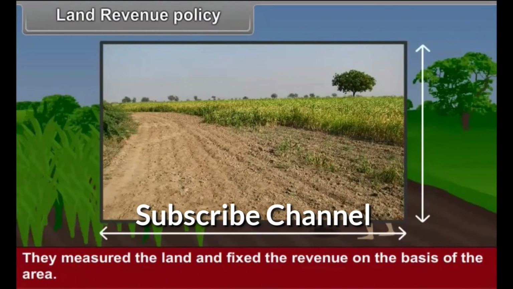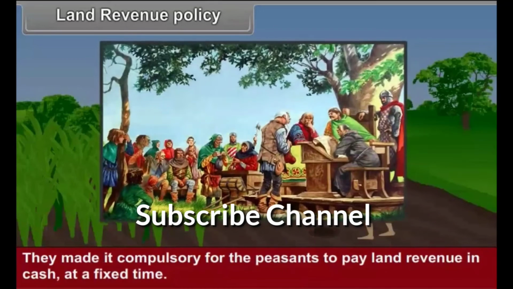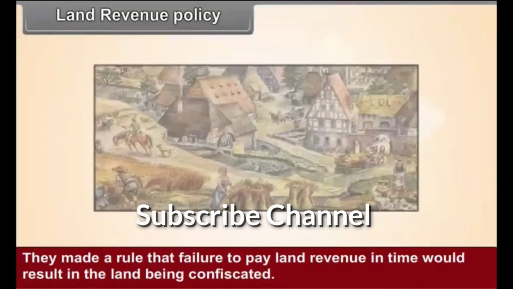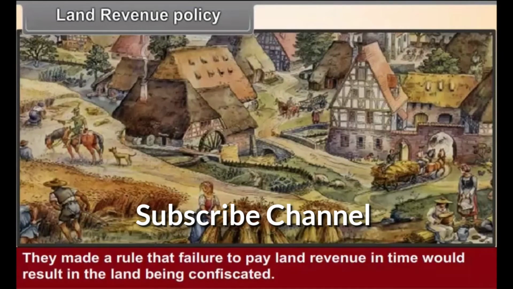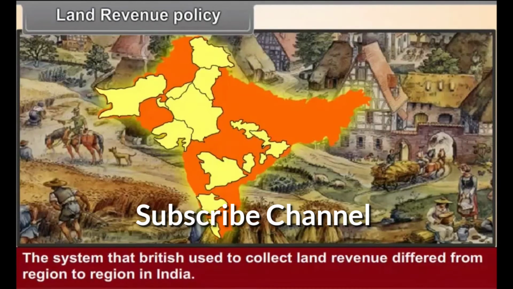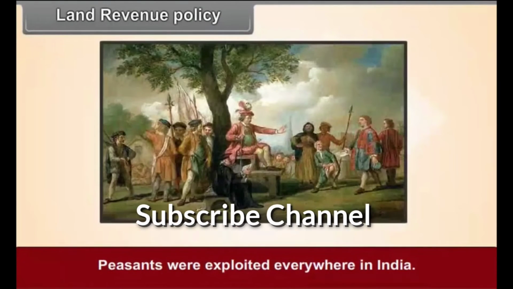They measured the land and fixed the revenue on the basis of the area. They made it compulsory for the peasants to pay land revenue in cash at a fixed time. They made a rule that failure to pay land revenue in time would result in the land being confiscated. The system that the British used to collect land revenue differed from region to region in India. Peasants were exploited everywhere in India.